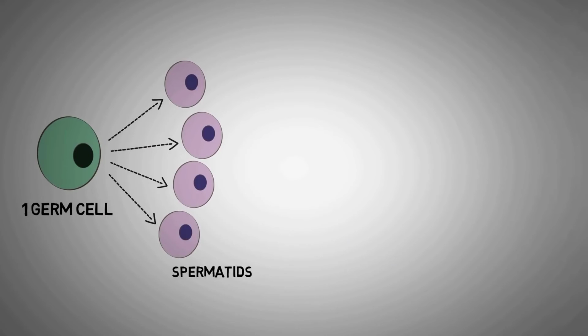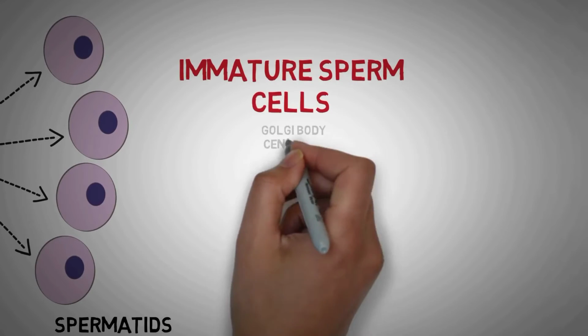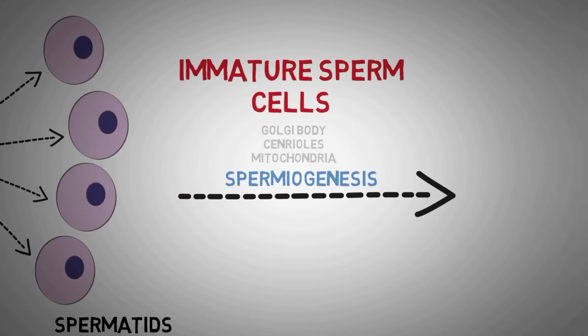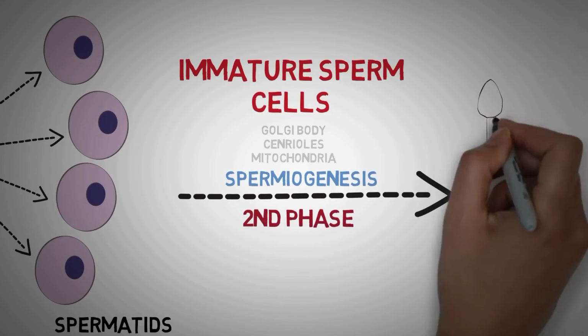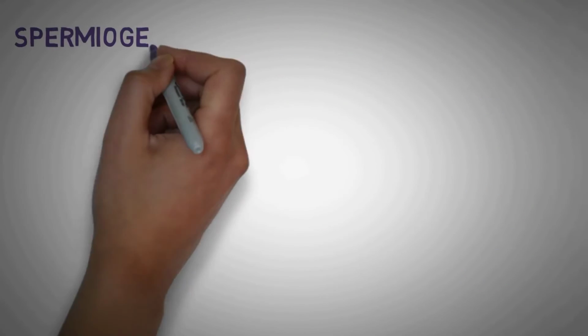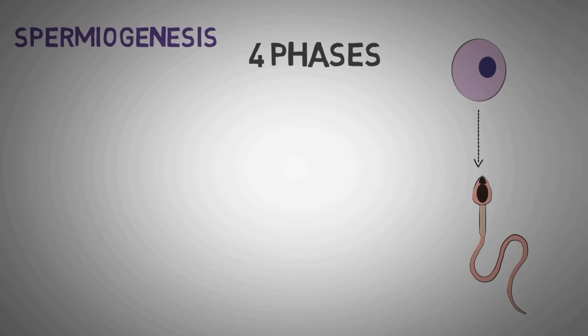But spermatids are immature sperm cells incapable of fertilization, and they contain numerous cell bodies like Golgi body, centrioles, and mitochondria. The spermatids undergo the process of spermiogenesis, which is the second phase of spermatogenesis, to form mature sperms. The process of spermiogenesis is basically divided into four phases, which convert an immature sperm into a mature sperm.